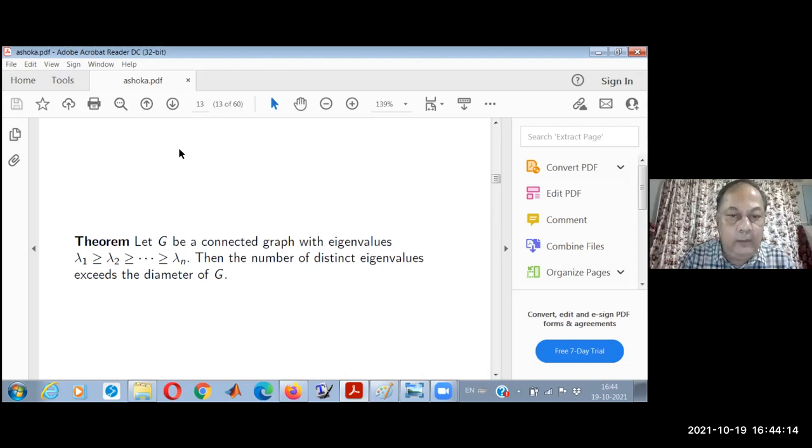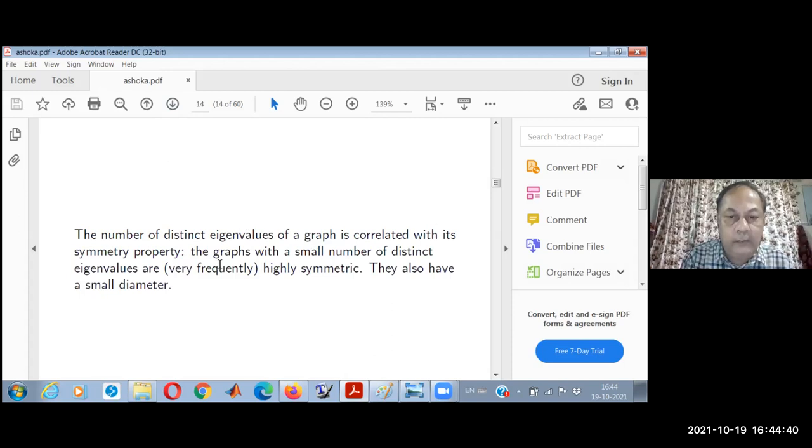And in particular, if you take the complete graph, the complete graph has 0 on the diagonal and 1 outside the diagonal. So it has only 2 distinct eigenvalues. But a small number of distinct eigenvalues means the graph is highly symmetric, and that has something to do with this number of distinct eigenvalues and the diameter. Okay, so the graphs with a small number of distinct eigenvalues are very frequently highly symmetric. And they also have a small diameter. Actually, the graph with 2 distinct eigenvalues is only the complete graph. After that, there are some studies of graphs with 3 distinct eigenvalues and so on.